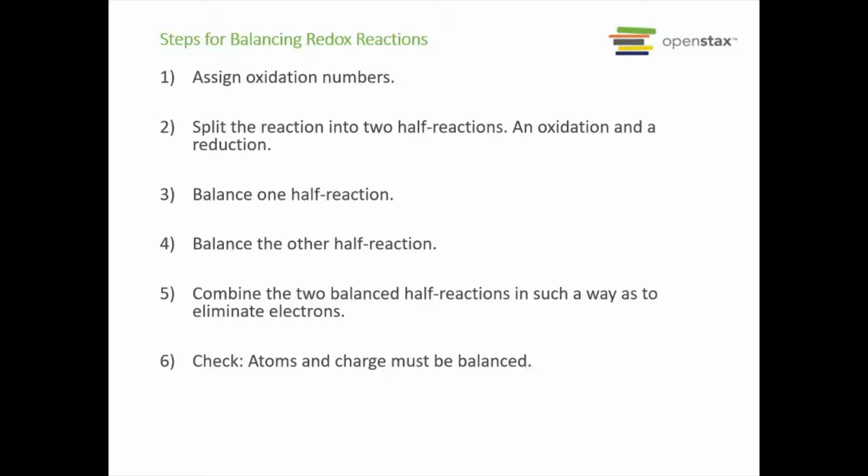You start by balancing everything except hydrogen and oxygen. And then the next step is to balance oxygen by adding H2O to whatever side or sides need it. And then lastly, you balance hydrogen by adding H+. And you do this for each half reaction.